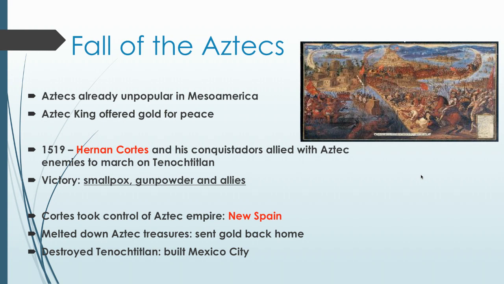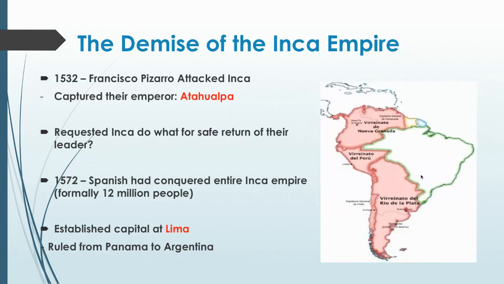Cortez himself is going to claim the Aztec Empire for the Spanish. He calls it New Spain. He destroys Tenochtitlan, and that is where Mexico City is created. The Inca, perhaps the biggest empire in the world before the Spanish arrive. And here comes another Spanish conquistador, Francisco Pizarro.